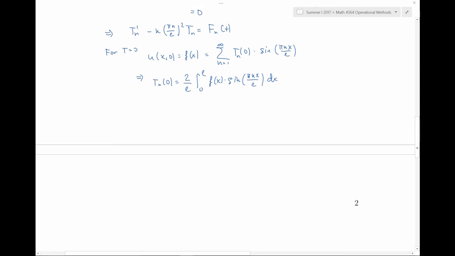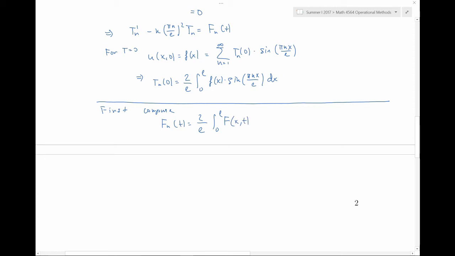So therefore, we've got ourselves the following algorithm. First, compute f_n of t as the integrals. Once you computed those f_n of t, you can compute the solution to the differential equation for T.